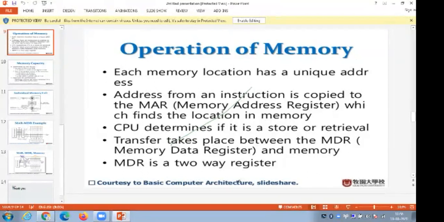So we have two types of registers in the memory. What are they? MAR and MDR. MAR is the memory address register. MDR is the memory data register. MAR is a one-way register, whereas MDR is a two-way register. Why? Because MDR takes transfers from one place to another. So MDR is a two-way register.